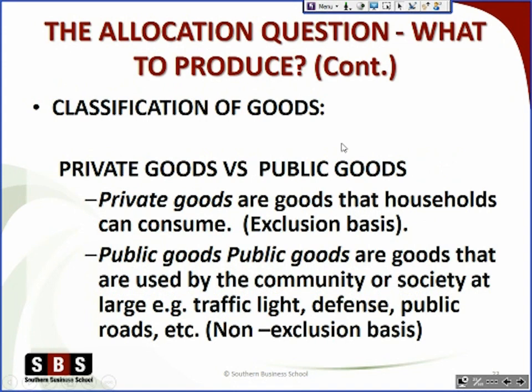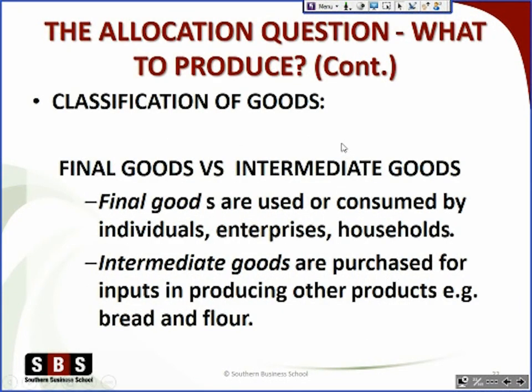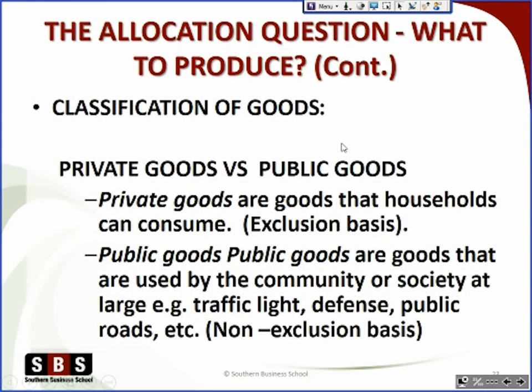Private goods and public goods. Private goods are goods that you and I consume. Public goods are free for everybody, like traffic lights, defense, public roads. There is not a particular question about this. Just read through it so that you understand going forward. I'd rather say focus on the previous slide for definitions or descriptions. For this slide, just know what it is, because you use it later on.